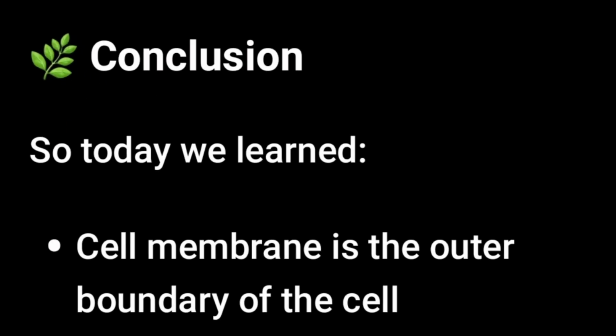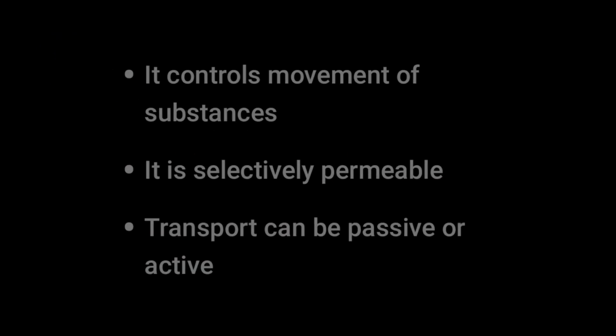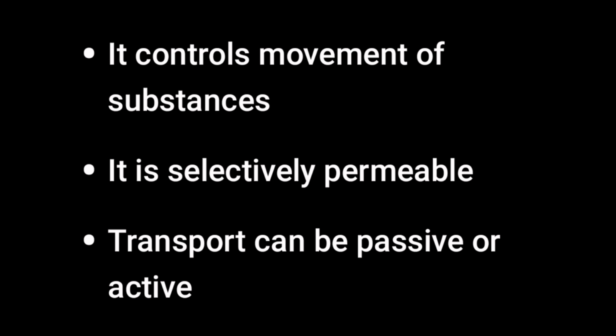Conclusion. So today we learned the cell membrane is the outer boundary of the cell. It controls movement of substances. It is selectively permeable. Transport can be passive or active.